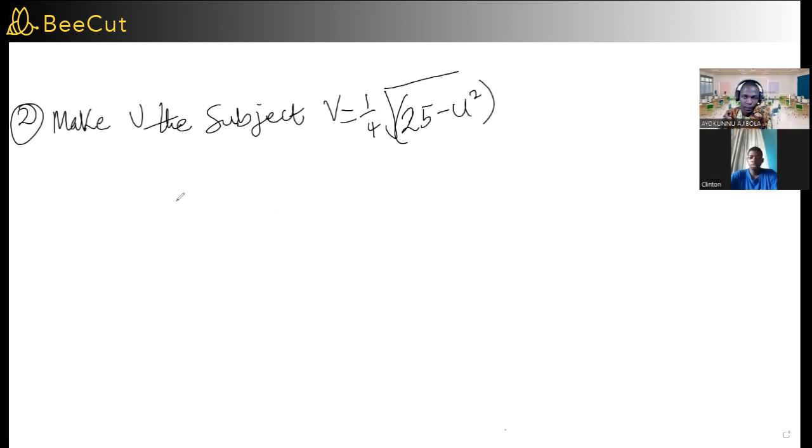Now, here I'm making u the subject. What are those things disturbing you? I have 1 over 4, I have the root, then I have 25 and the square on top of u. All of them must be removed. So the farthest is 1 over 4. I will use the reciprocal to remove it, which is 4. So multiply both sides by 4, because what you are seeing here is the same thing as saying v equal to square root of 25 minus u square, all over 4.